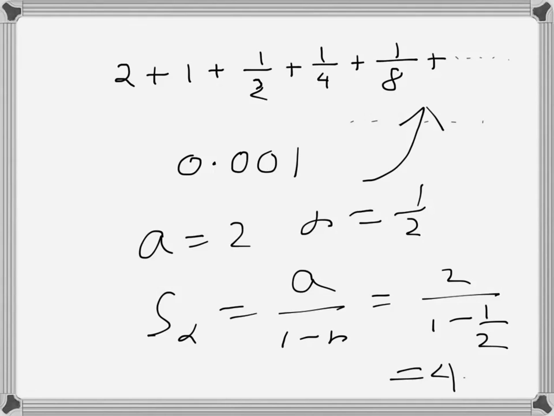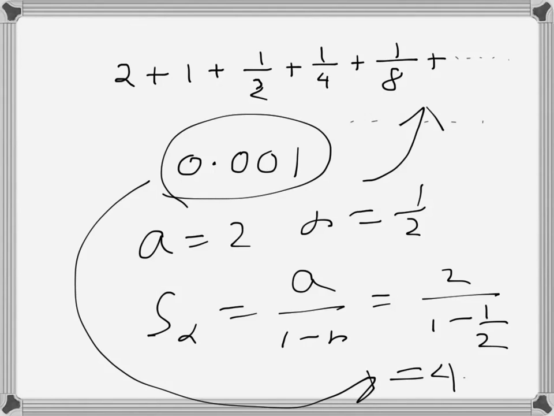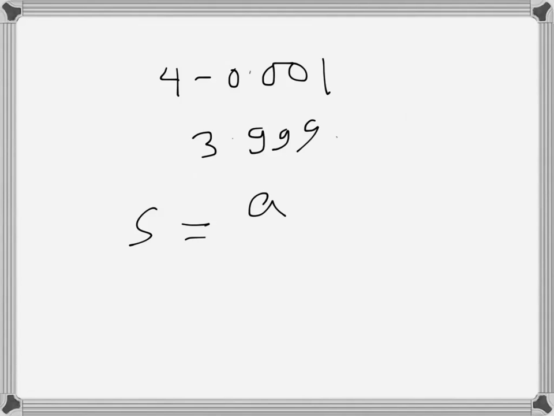So we have to make this series a finite series and decide how many terms we will need so that the sum of that finite series is within this much of the sum of the infinite series. So that sum will be 4 minus 0.00001, so that's 3.99999.